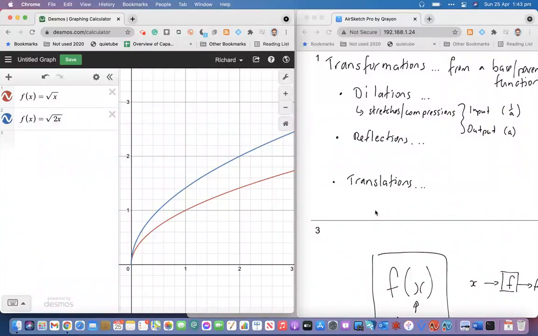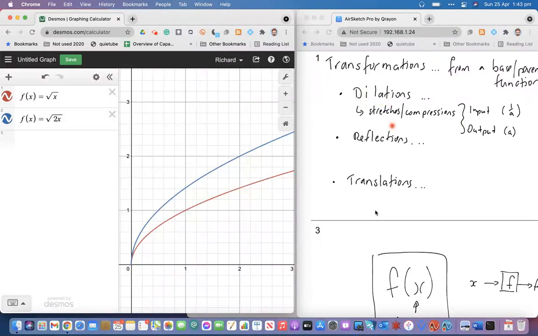Hey, this is the second video. We're looking at transformations in more detail. In the last video, we had a look at dilations, and we started getting this idea that dilations, or all transformations, affect either the input or the output in order to create a brand new function.